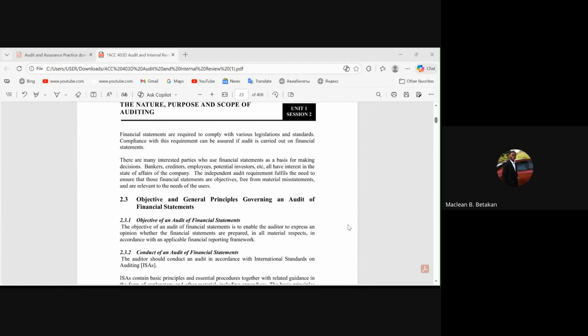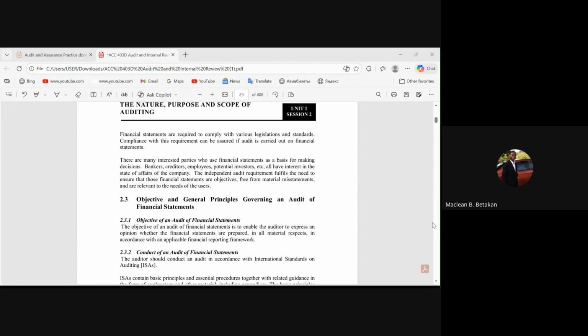Frederick. Yes, sir. Give us one reason. Auditing is necessary to give external or potential investors confidence to invest. That's okay. To the investors. That's great.